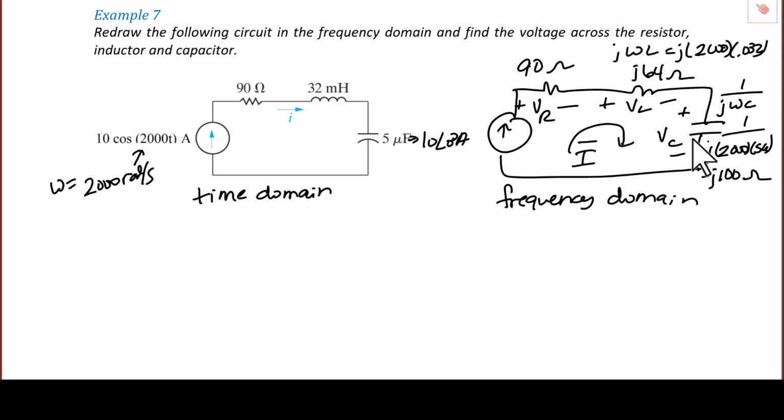So next we're going to find VR, VL, and VC, the voltage across the resistor, the inductor, and the capacitor, and then use those to find VS, the voltage across the source, by using Kirchhoff's voltage law, that the sum of the voltages around the loop is equal to 0. So we will label VS, the voltage across the current source, positive on top, negative on the bottom.